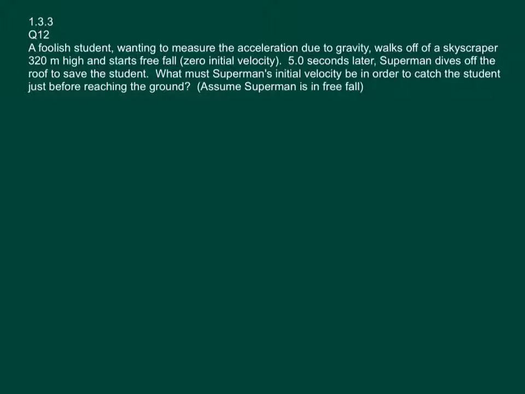Okay, question set 1.3.3, Physics 11, question 12. A foolish student wanting to measure the acceleration due to gravity walks off of a skyscraper 320 meters high and starts to free fall. 5 seconds later, Superman dives off the roof to save the student. What must Superman's initial velocity be in order to catch the student just before reaching the ground? Assume Superman is also in free fall.